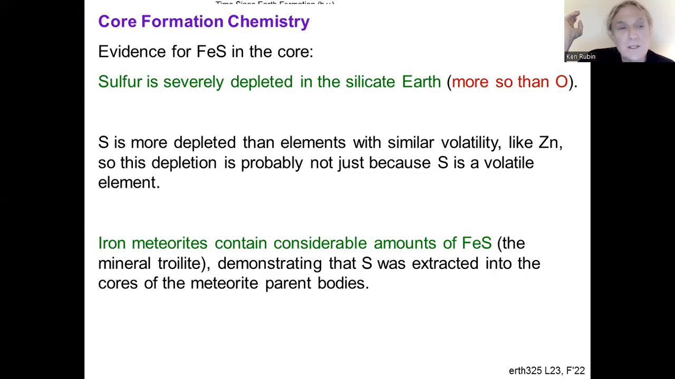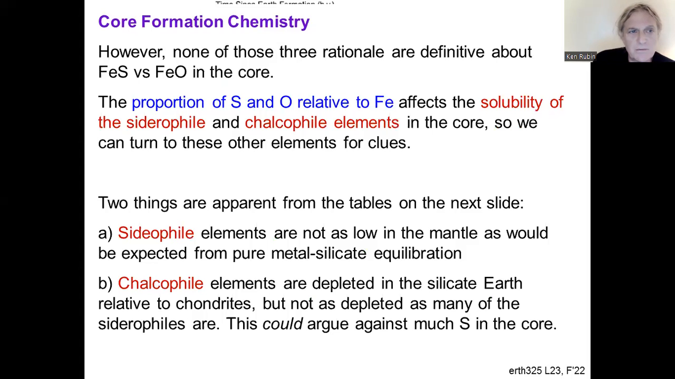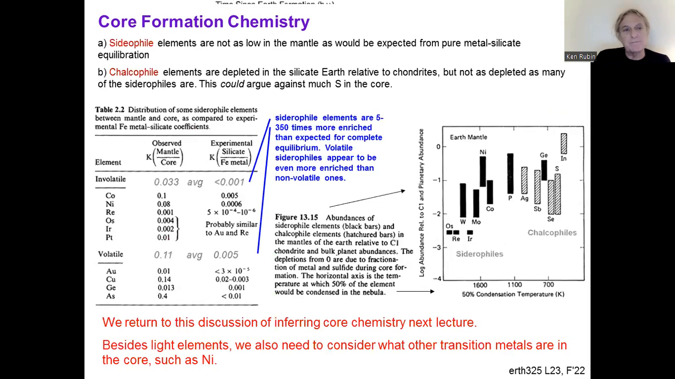Okay. Some of the evidence in favor of the iron sulfide is that sulfur is very depleted in the silicate earth, and it's more depleted than elements with similar volatility like zinc. Also, iron meteorites do contain a large amount of the mineral troilite, which is iron sulfide. So that's part of the reason why people thought sulfur was it. But these are not definitive arguments. And as I say, the more definitive arguments come from the relative proportions of siderophile, chalcophile, and to a lesser extent, lithophile elements that must be in the core because they're missing from the mantle.